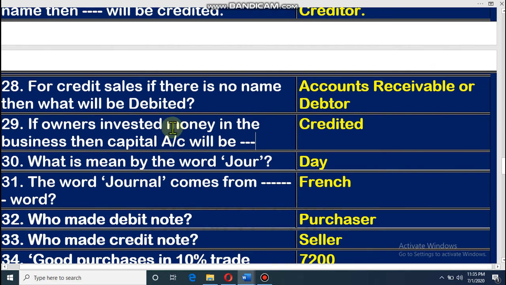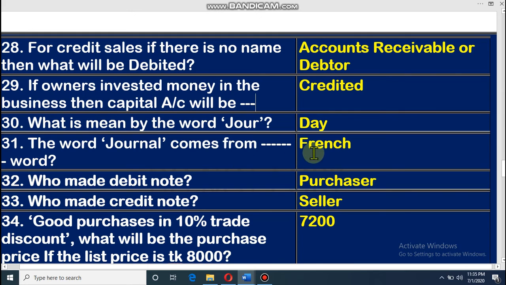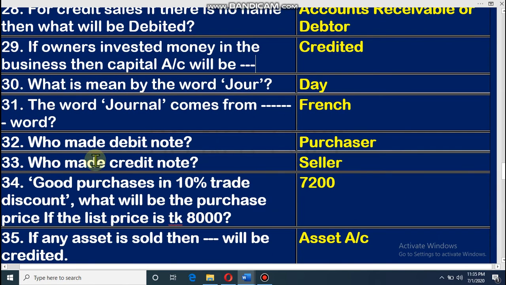If owner invested money in the business, then capital account will be credited. What is the meaning of the word jour? Jour means day. Dear student, jour means day. The word journal comes from a French word.